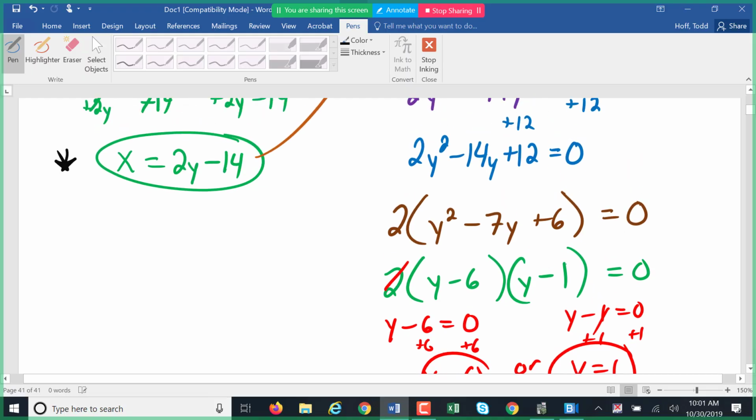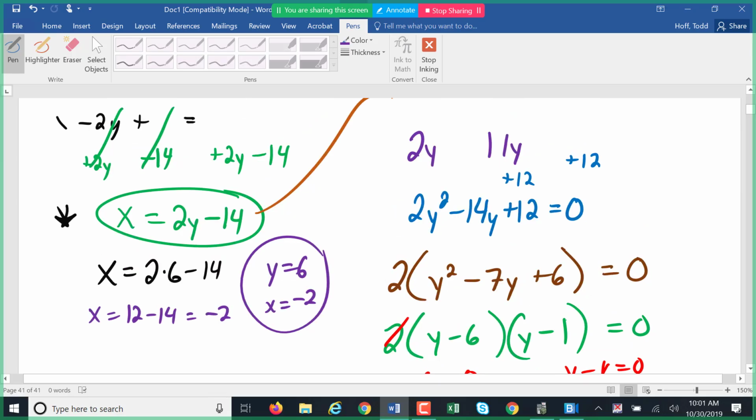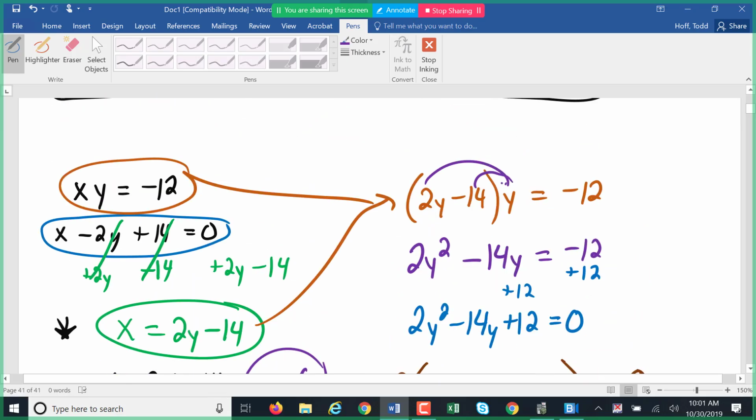So we'll try it up here. X equals, if y is 6, 2 times 6 minus 14. 2 times 6 is 12, minus 14 is negative 2. So if y equals 6, x would have to be negative 2. Let's test that in the first equation. Well, negative 2 times 6 does give us negative 12. That works.